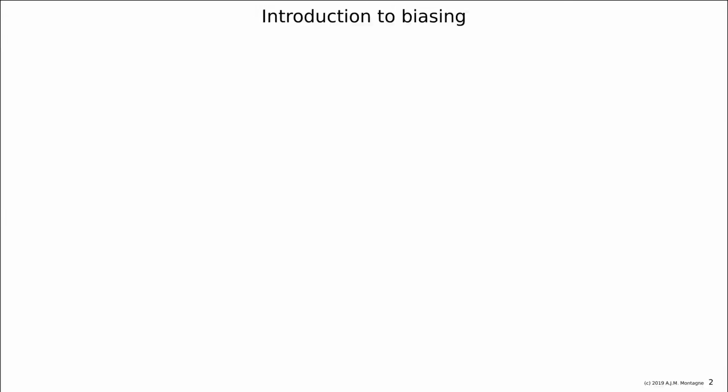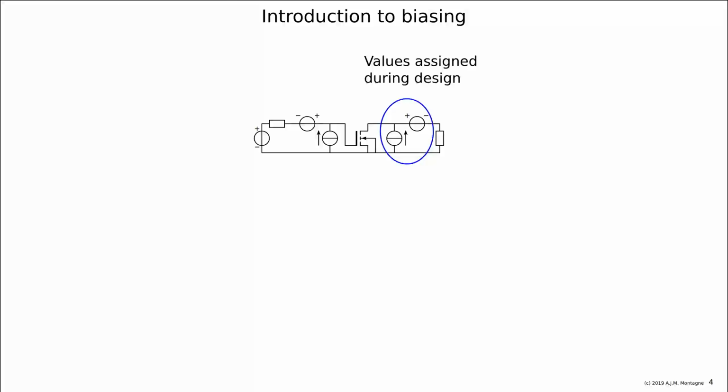So let's first introduce biasing, what it is. Basically, a long time ago, we started with this, a single CS stage that was biased with four sources. Four sources that together set the operating point at the input port and at the output port of the CS stage. During design, we assigned the values at the output port, and we did that on various grounds.